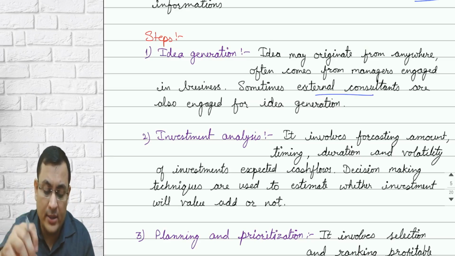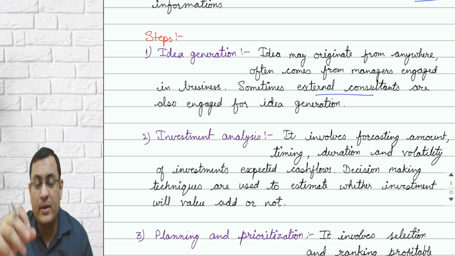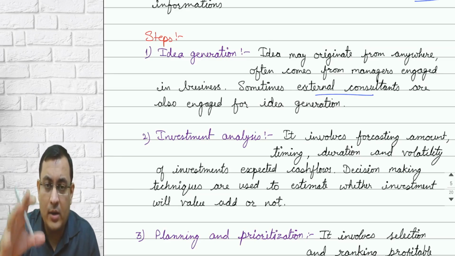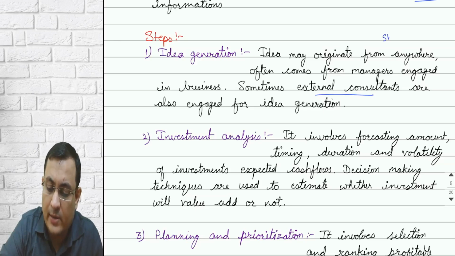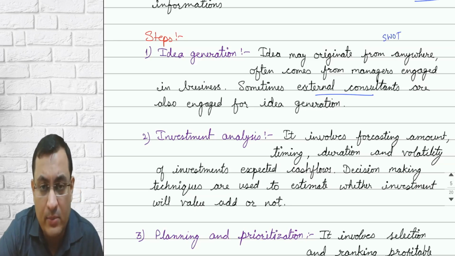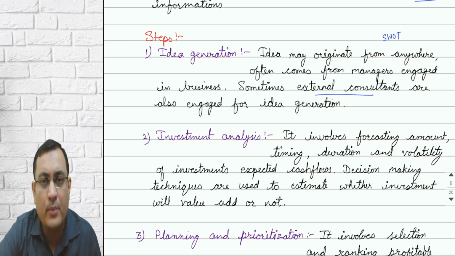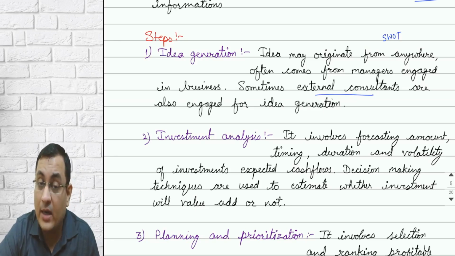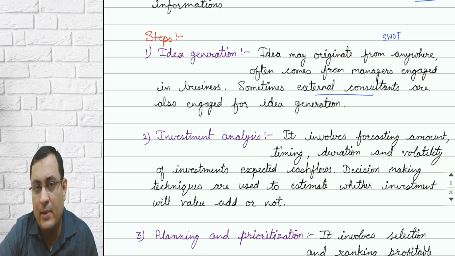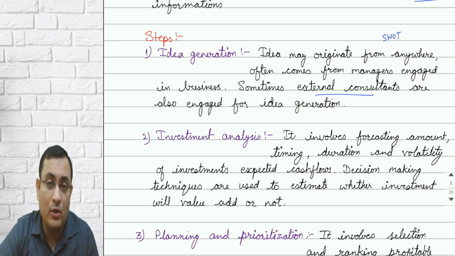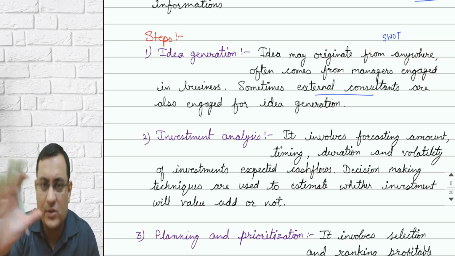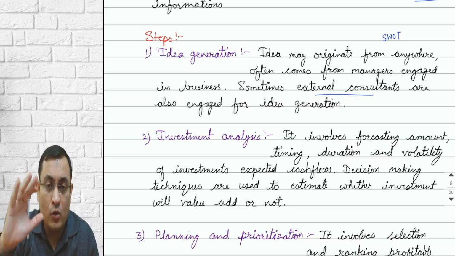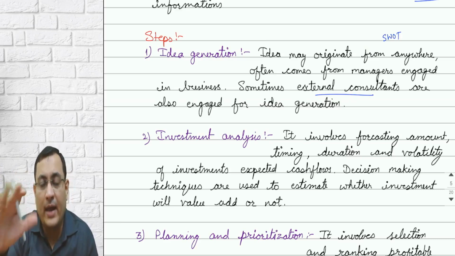But when you are doing this idea generation, you should be considering the SWOT analysis also. SWOT: what are the strengths the company is having? Where is the company having competitive advantage? And what are the weaknesses also? What are the opportunities available, and what are the threats in the external environment? After considering all this, we should go ahead to the next step of analysis.